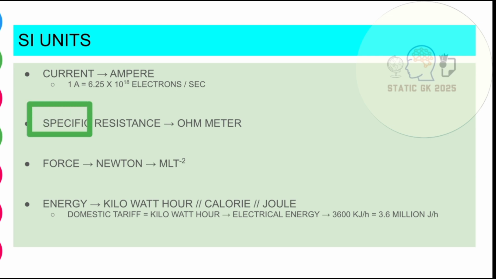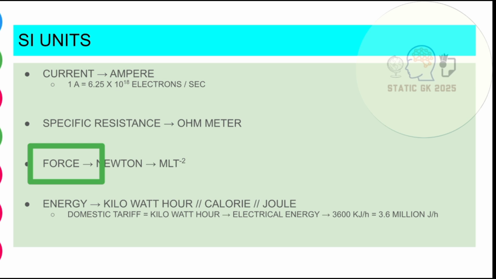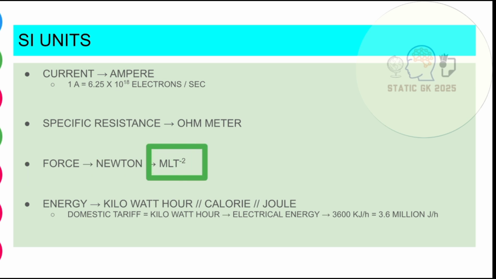Next, the SI unit of specific resistance is ohm meter. If they ask generally what is the unit of resistance, it is ohms, right? Remember it. Next, force. SI unit of force is Newton, and its dimensional term is MLT minus 2. Obviously, mass into acceleration, mass is m kg, and acceleration is meter per second square, which is LT minus 2. So that is how we got this formula.